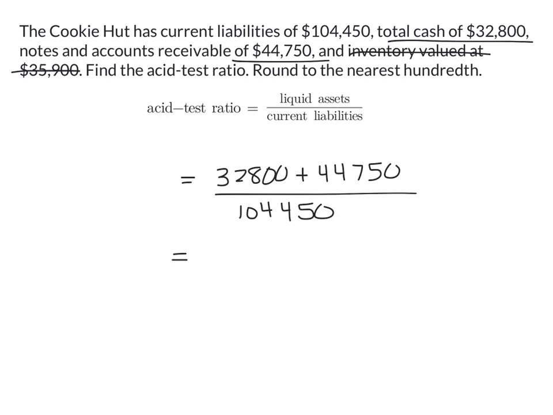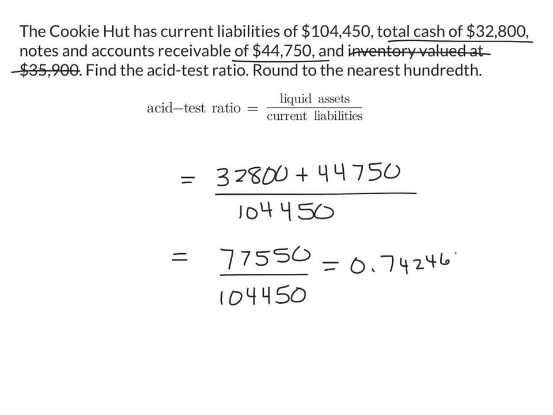$32,800 plus $44,750 gives us a value of $77,550. When we divide, we get a decimal of 0.7424605074. And we want to round to 2 decimal places. So we'll look at the 2. The 2 is less than 5, so we'll just leave the 4 as is. And our acid test ratio is 0.74.